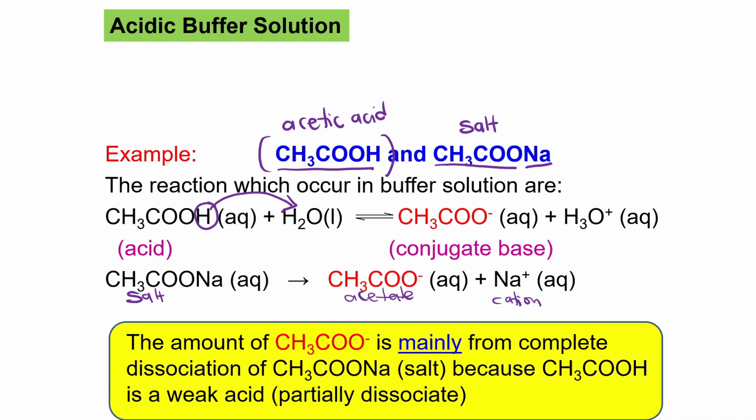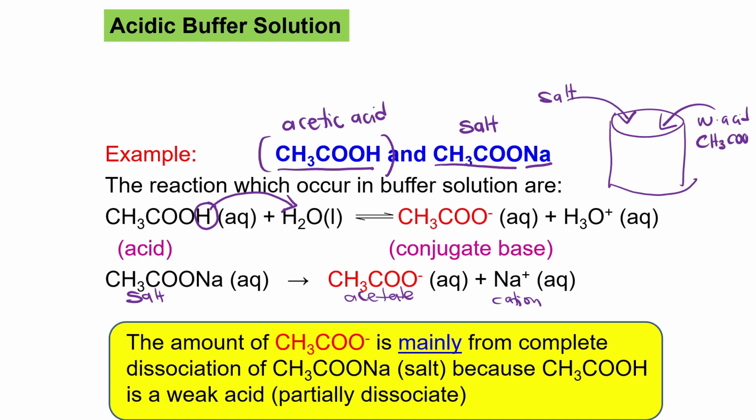Jadi maksudnya di sini, di dalam buffer solution kita, in our buffer solution, kita akan masukkan weak acid and its salt. Our weak acid is CH3COOH, dan juga salt kita adalah CH3COONa. Weak acid dia akan dissociate kepada CH3COO minus dan juga H3O plus, while salt akan dissociate kepada CH3COO minus.